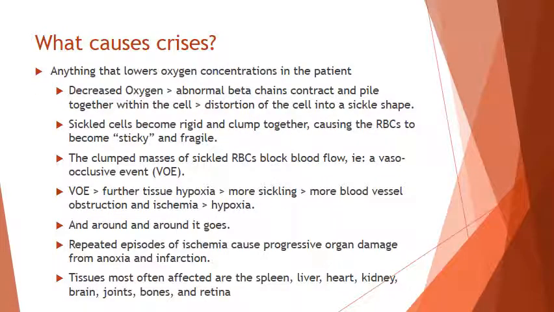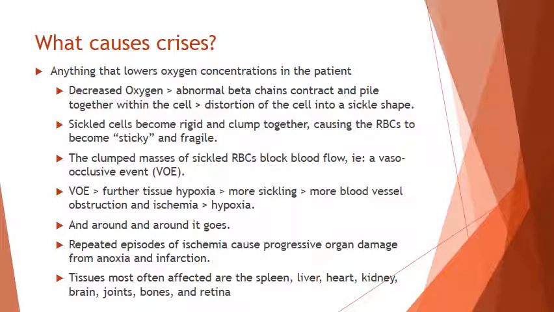What causes sickle cell crisis in those with sickle cell disease? Anything that lowers oxygen concentrations can cause or will probably cause a crisis in the patient. The pathology of that is the decrease in oxygen causes abnormal beta chains to contract and pile together within the cell. They make a big clump and they distort the cell into a sickle shape.